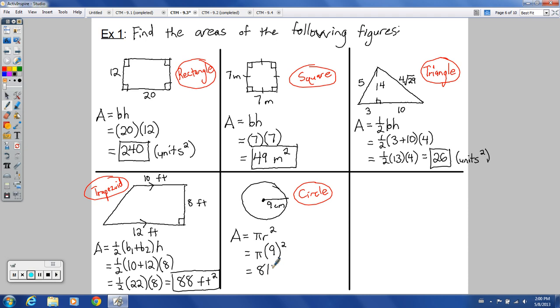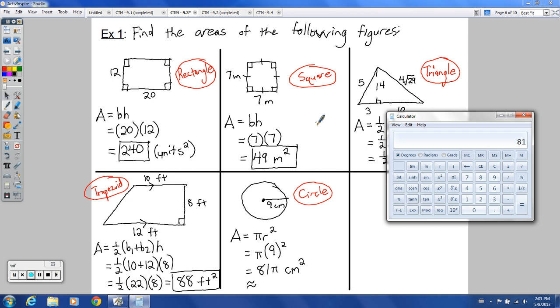This would be an exact answer, 81 pi. And we could leave it like that if it didn't say we had to round to a certain number of decimal places. 81 pi centimeters squared. Now, if it says to use 3.14 as pi, go ahead and use that. But if it doesn't say that, I want you to use the pi button on your calculator. That will give you a better answer. So if we do that here, 81 times pi, I have a pi button on my calculator. There it is over here. You should have one on yours if yours is a scientific calculator as well.